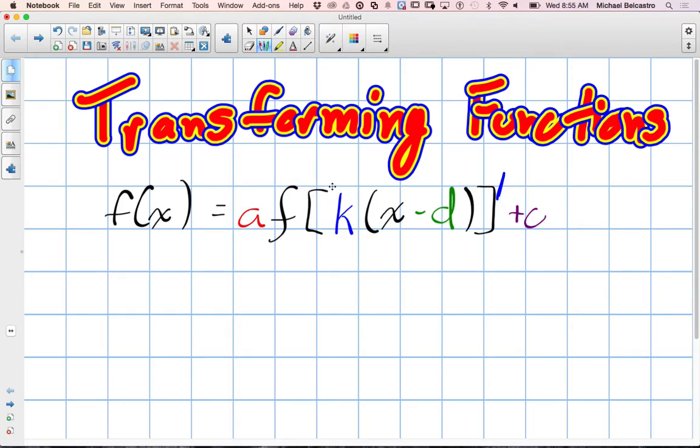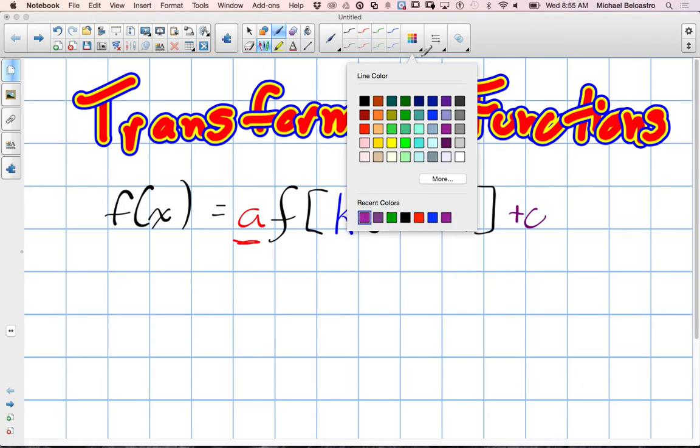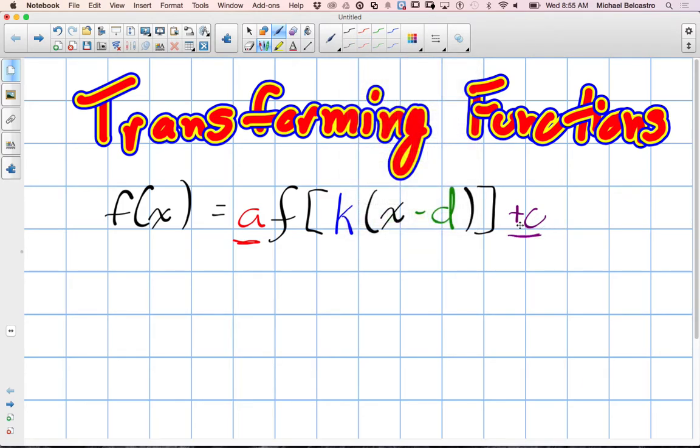And this square bracket is supposed to let you know that anything under here is under an umbrella of the function. Let's talk about what's outside the function first, because it'll make it easier to make sense of what's inside after. The a is outside of the function, and so is our c. If c is positive, we go in a positive direction when transforming the function. We move it upwards. If c is negative, we go downwards. It's exactly what it says it is.